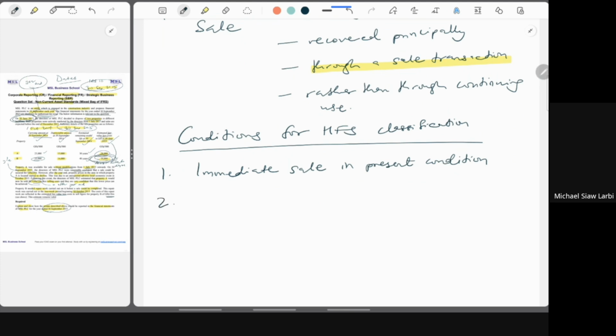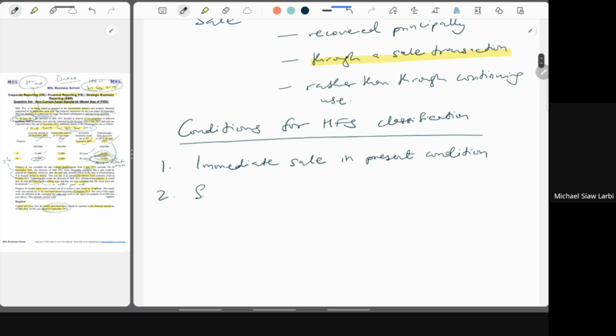The second criteria is that the sale should be highly probable. The third one, management should be committed. So you need a commitment of management, right? Management should be committed to selling it, or to seeing it through to the very end. So committed to a plan to sell. We need commitment.